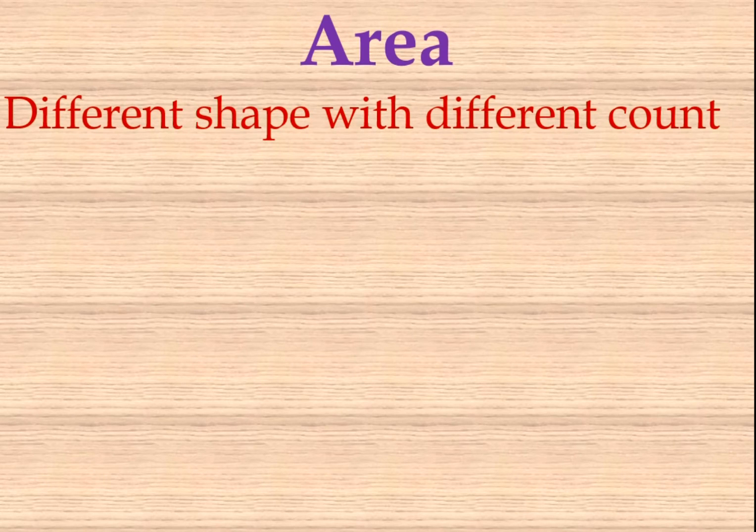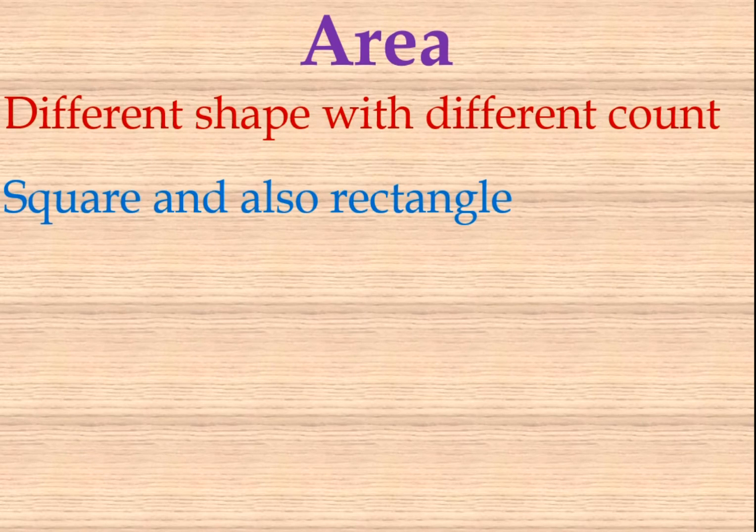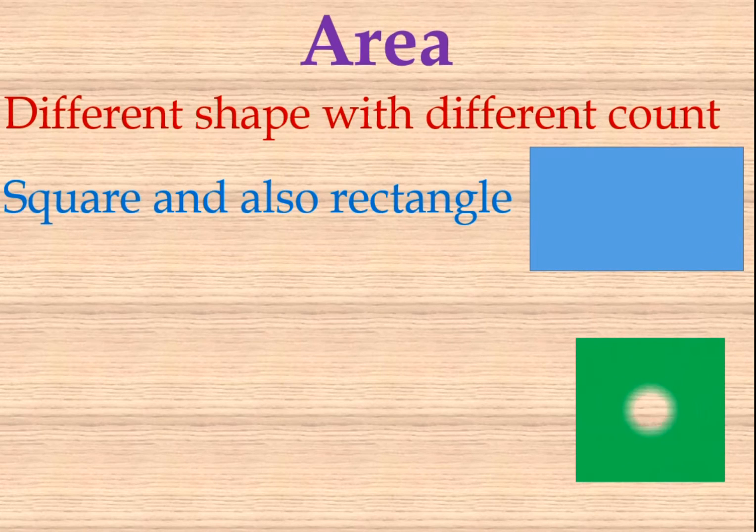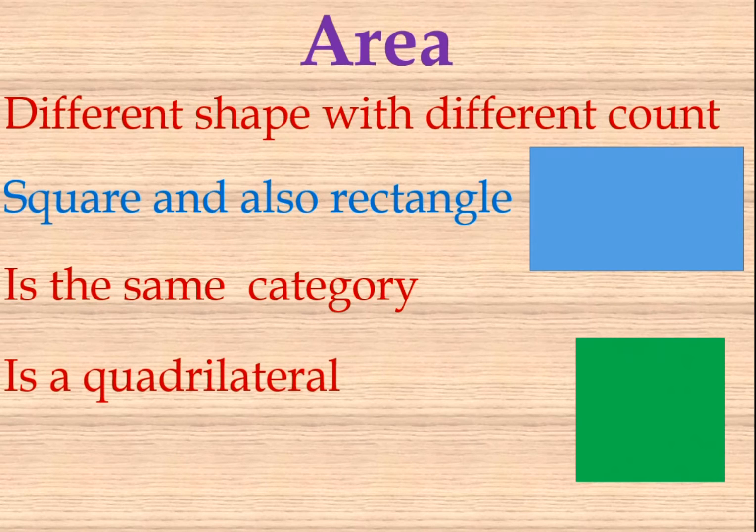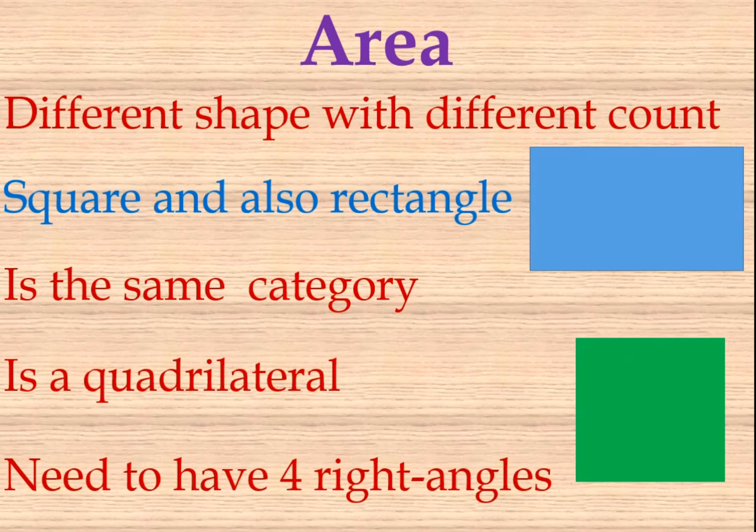Different shapes have different ways of counting. Square and also rectangle are in the same category. It's a quadrilateral. It needs to have 4 right angles.